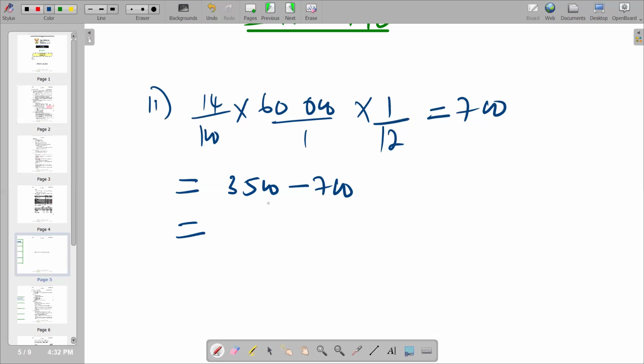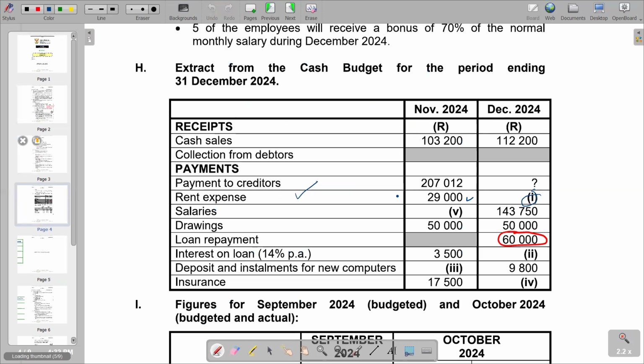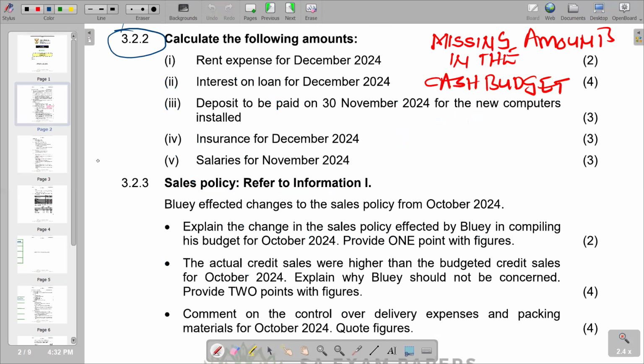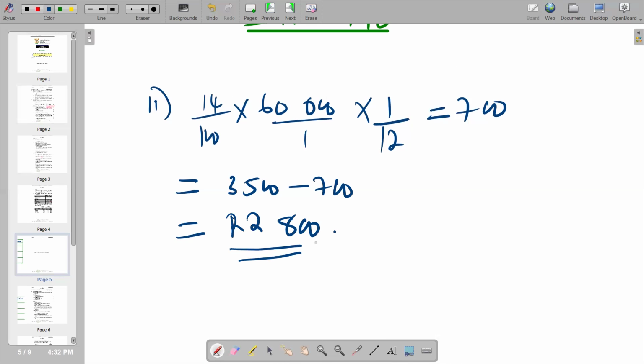So we see what we get after subtracting. So I'm going to get your 2,800. So this is going to be the interest repayment for December. And remember the question is asking us for interest on loan for December 2024. So that is now our interest on loan for December 2024, which is 2,800 rands. So this is what we have on that part.